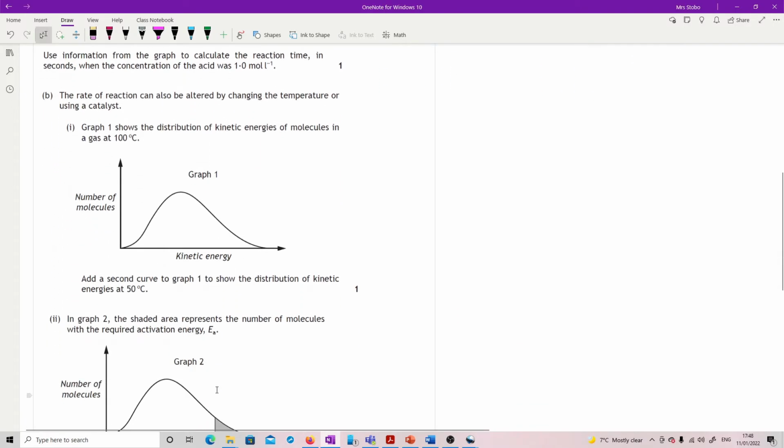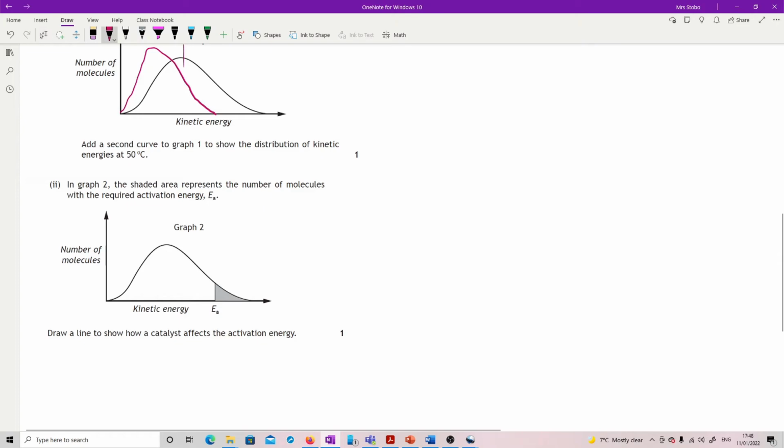Right, question B1. The rate of reaction can also be altered by changing the temperature or using a catalyst. Graph 1 shows the distribution of kinetic energies of molecules in a gas at 100 degrees C. Add a second curve to graph 1 to show the distribution of kinetic energies at 50 degrees C. So what we're looking at here is the graph that gives you 100 degrees C. I am looking for another curve that has a peak. It's just a dodgy curve, but it doesn't matter. You need a curve on here which has a peak that is lower down than this peak, and as long as you have that, you get the mark.